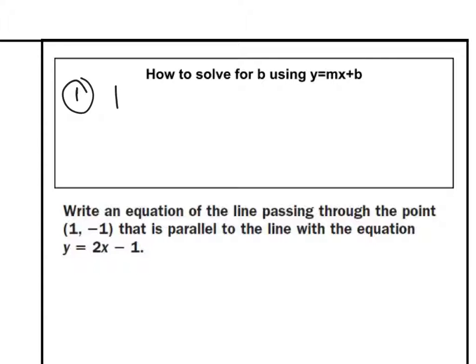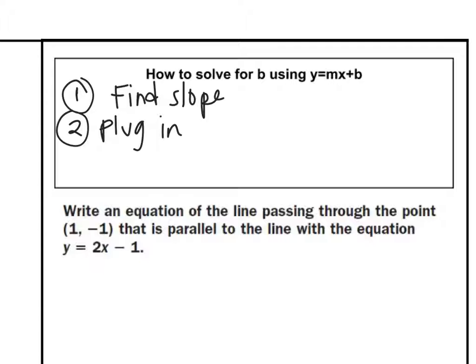First thing you do is find the slope. Second thing you do, plug in m, which is the slope, and a point (x, y). Then solve for b.